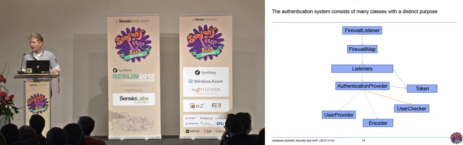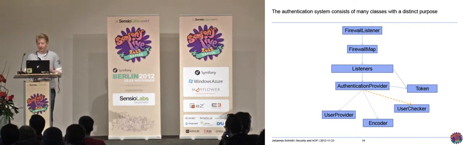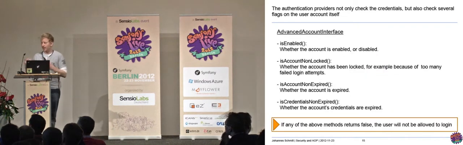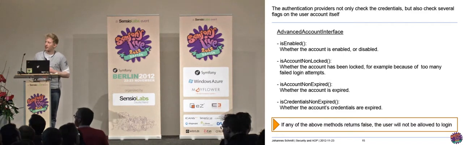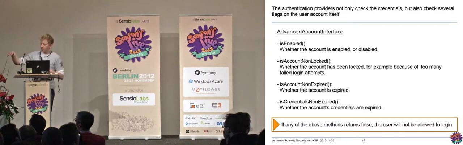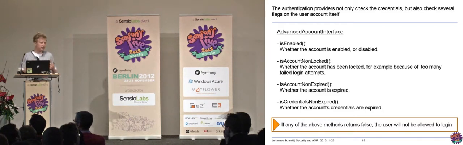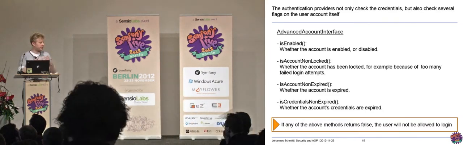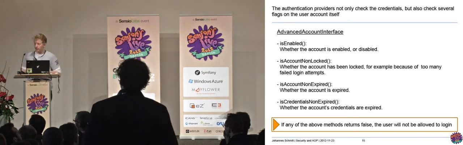Then the third class, which we have, which the authentication providers use, is the user checker class. That's basically performing checks on whether the user is disabled or is logged. And for that, we provide an advanced interface, which you can optionally implement, and which contains a few methods that we support by default. And that is the enable method, for example, the is-account non-logged method, and several more. And these methods, if any of these return false, then basically the user won't be allowed to log in, but will see some sort of error message which you can configure.